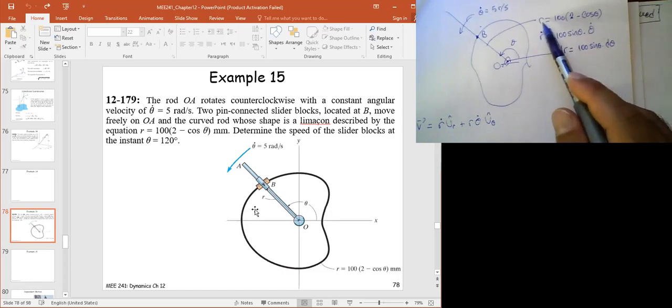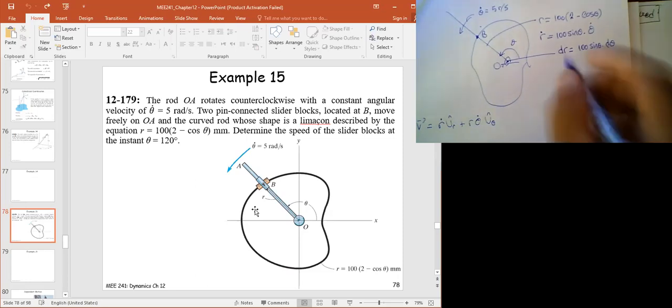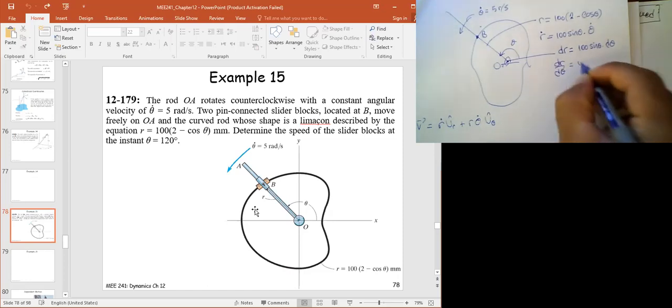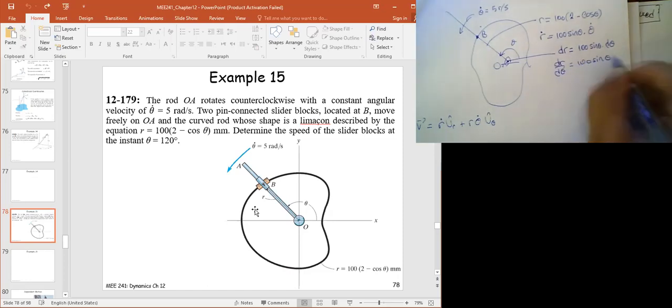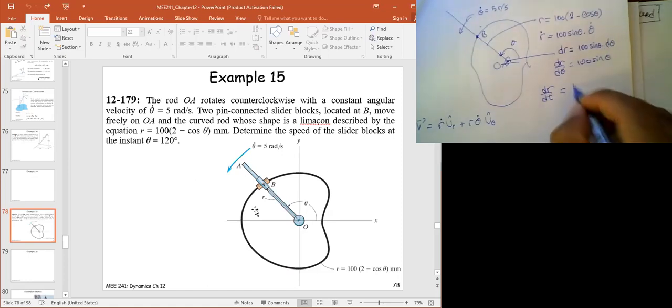Okay, so r is given to you as a function of theta, right? So if I do dr, and theta is changing, I'm going to end up with 100 sin theta times d theta. You guys agree? Okay. If I actually do dr over d theta, I'm going to get 100 sin theta. But that's not what I want, right? I want dr over dt, right? So I'm going to differentiate this also by dt, which is 100 sin theta d theta over dt.